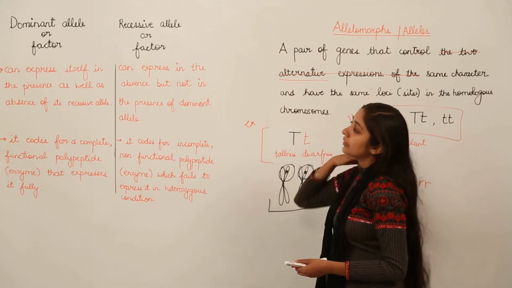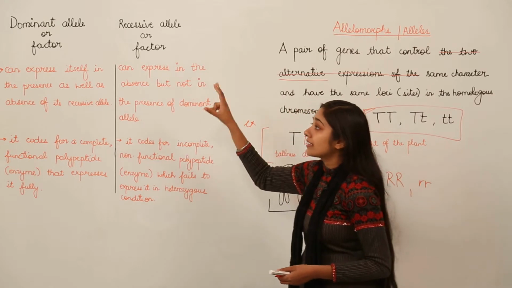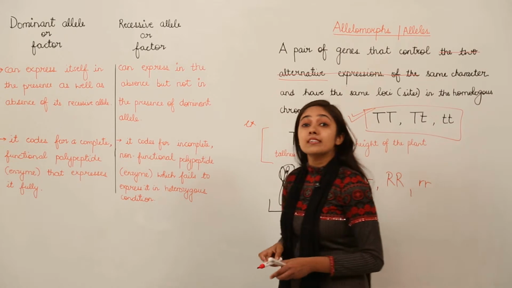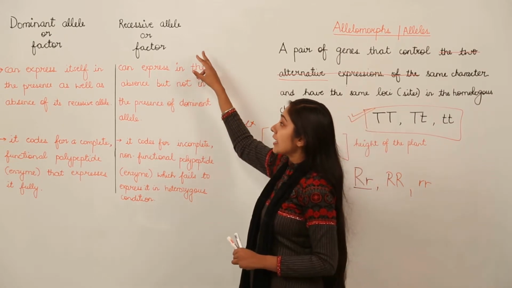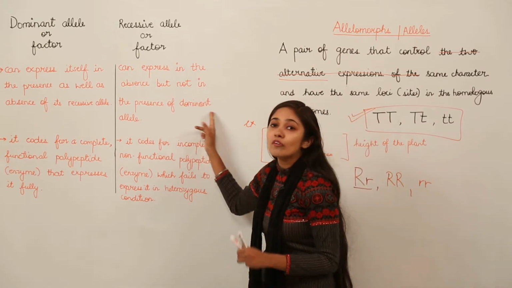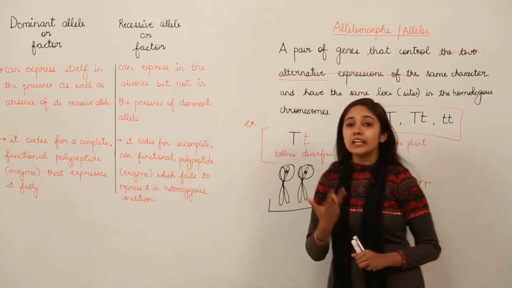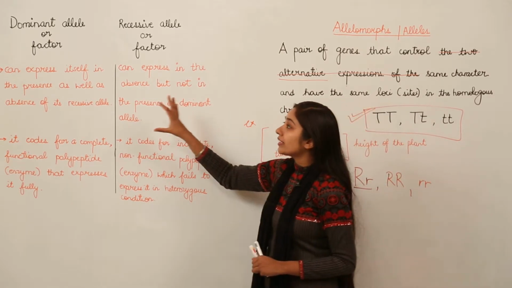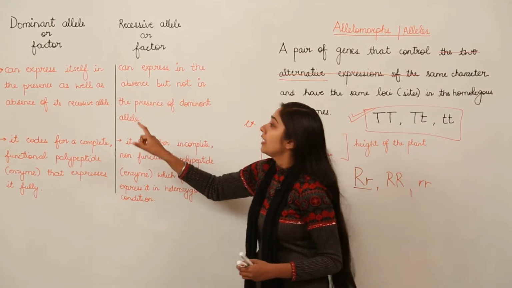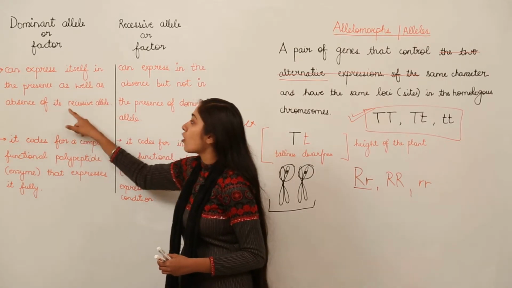So what is going to happen? You can make out from the definition. A dominant allele or factor is that which can express itself in the presence as well as absence of the recessive allele, and a recessive allele or factor is the one which can express in the absence but not in the presence of the dominant allele. So what do we mean by the statement? You all have studied the law of dominance, right? What does that law of dominance convey? This is what is meant by the first point. It can express itself in the presence as well as absence of its recessive allele.